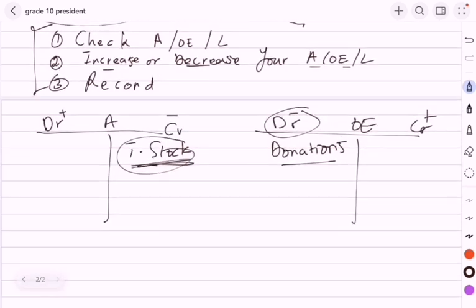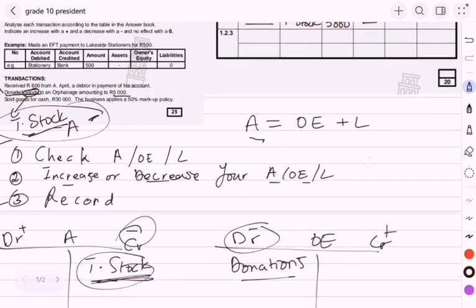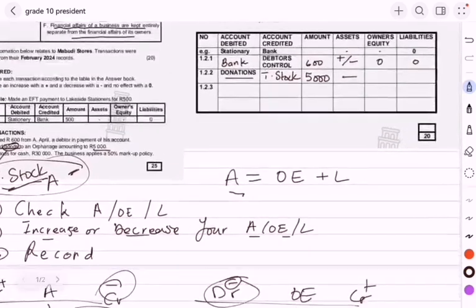So what's happening to your asset? It's decreasing. So that is going to be a minus. Then what's happening to your owner's equity? It's decreasing. And then it's going to be a minus. Your liabilities, of course, are not going to be affected. And by the look of things, your accounting equation is balancing.